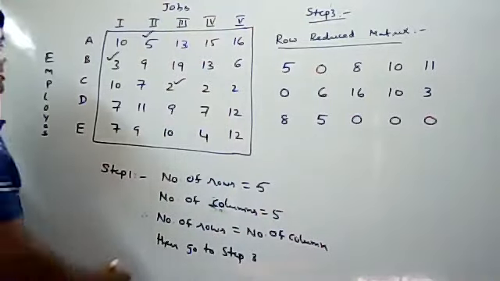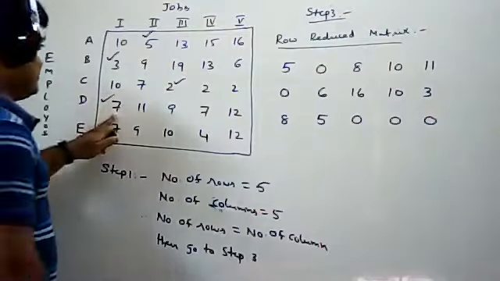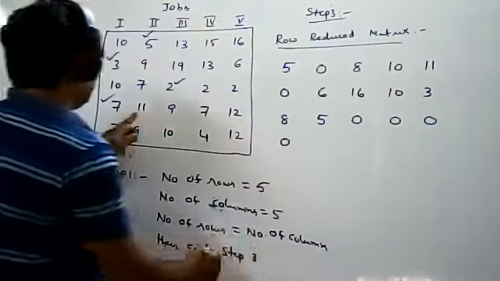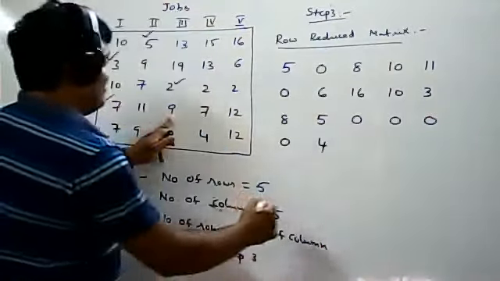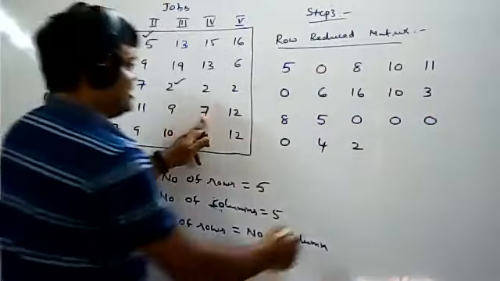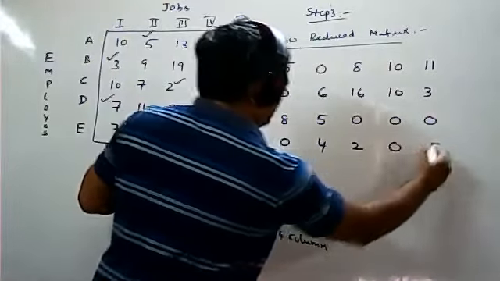Next, fourth row, smallest element. What is the smallest element? 7. So 7 minus 7 is 0. 11 minus 7 is 4. 9 minus 7 is 2. 7 minus 7 is 0. 12 minus 7 is 5.